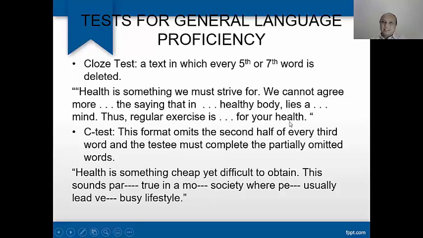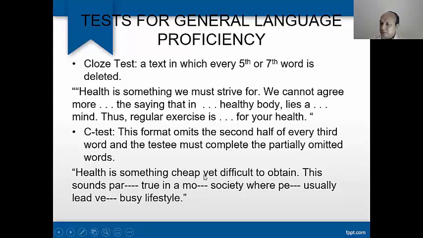Yeah, things like that. So that's how a cloze test looks. And then there's another one, called the C-test. The C-test format omits the second half of every third word, and the test taker, or testee, must complete the partially omitted words. So it looks something like this.